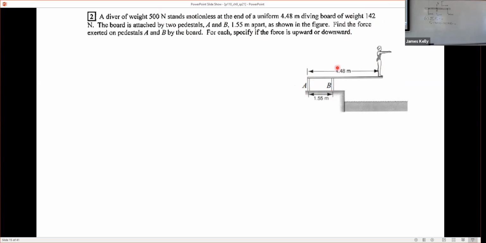And the question is, what forces do the pedestals A and B exert on the board? In other words, what force is A exerting on the back end of the board, and what force is B exerting on this end of the board, including their directions, right? Are they pushing up, or are they pulling down, or a little of both?